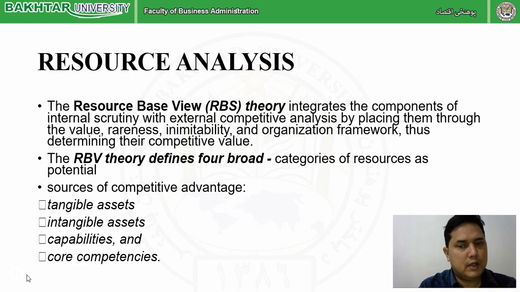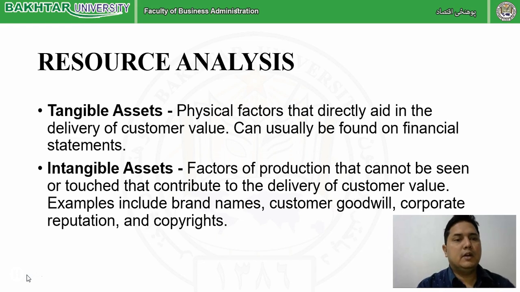And finally, we are seeing what our resources are, like tangible assets. All the physical goods, all the property of the organization, all the available products are tangible assets which belong to the company. Intangible assets are like the intellectual property, the brand value in the market. Tangible assets are physical factors that directly aid the delivery of customer value and can usually be found on the financial statement. It may be the building of the company, it may be the product which is available in the market. Every physical item which belongs to the company is a tangible asset.